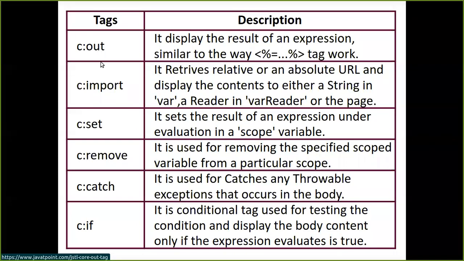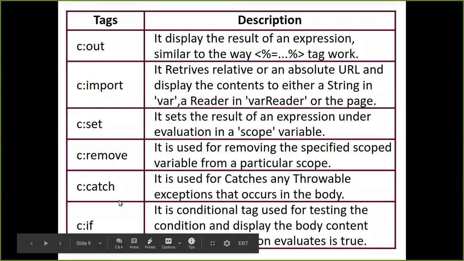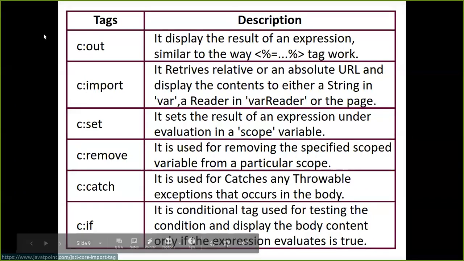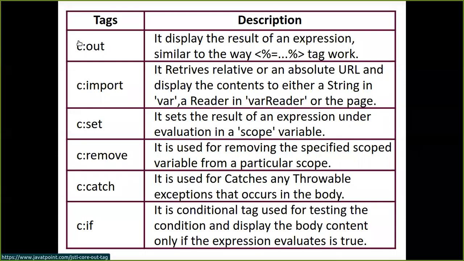So whichever tag you are going to make use of in your program, you have to make the program also understand where that tag is coming from. So the prefix which I have for the core, I'm going to make use of it. You have to write c colon out. So it is understood by your JSP that you are going to make use of the out tag from the core tag, which has a prefix called c.